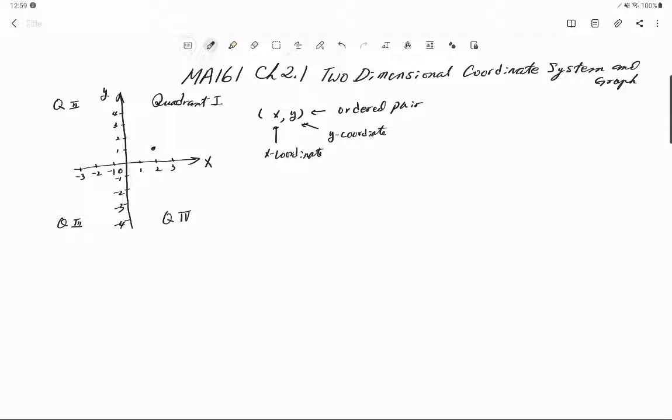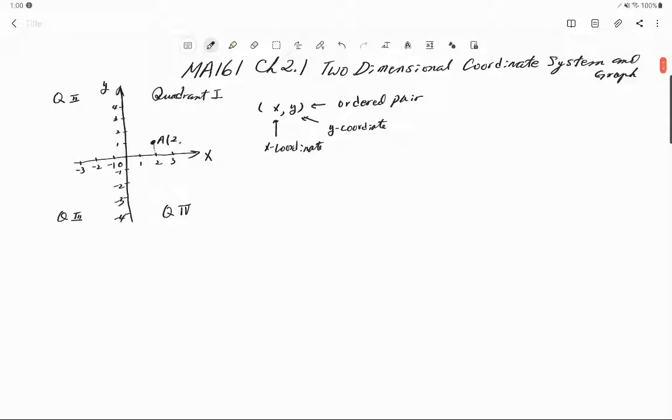So when there's a point, you draw a vertical line. In order to get to this point, let's say this is point A, we start from 0 and move 2 units to the right. So A is 2 units apart from the center, and the x coordinate is 2. Then from this point, you go up 1 unit. So the y value is 1.